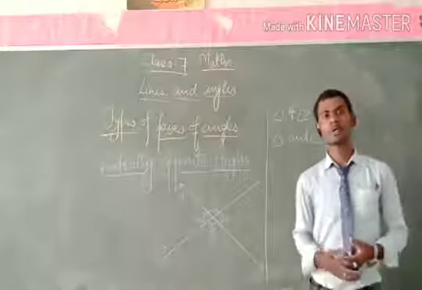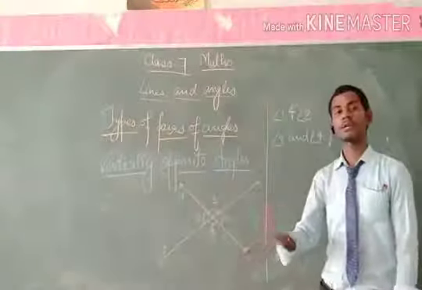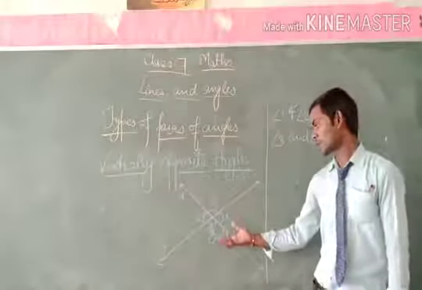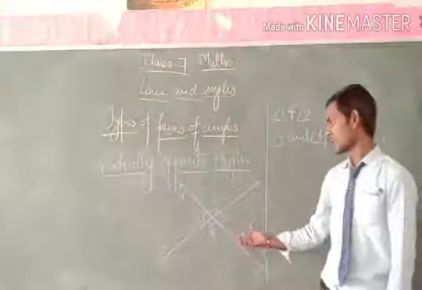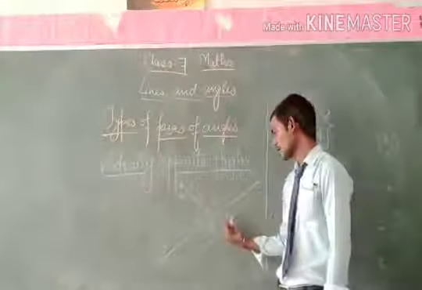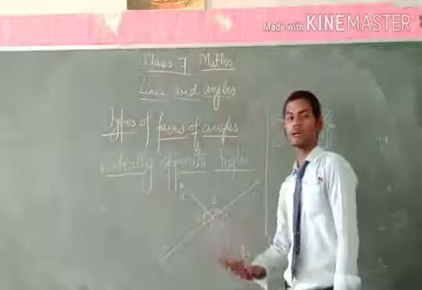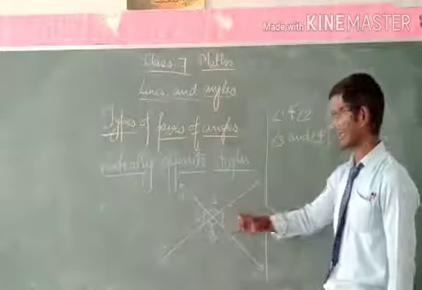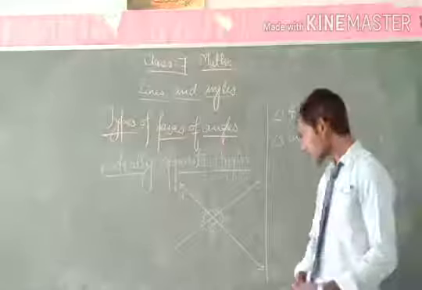Or you can also define it with the help of a figure. You just draw a figure like this. Take two lines, and these two lines intersect at any point. Suppose that they intersect at the point O. Then the angles form like this. That is angle 1 and angle 2. Then these angle 1 and angle 2 are known as the vertically opposite angles. Similarly, angle 3 and angle 4 are also known as the vertically opposite angles.